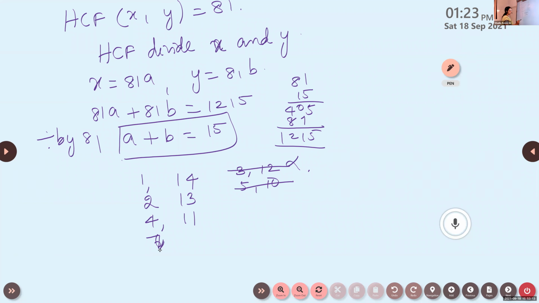The next possibility is 7 and 8. Then 8 and 7. Is it possible? 8 and 7. Okay, so what answer? 5 pairs. How many pairs are possible? Answer is 5 pairs. You have to keep it in mind that HCF always divides the given number.